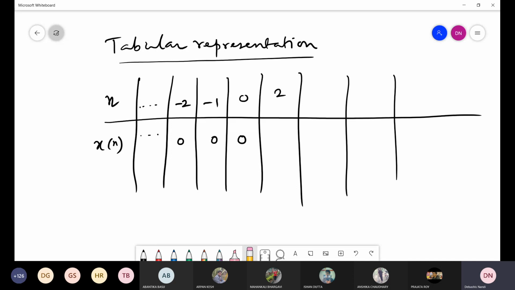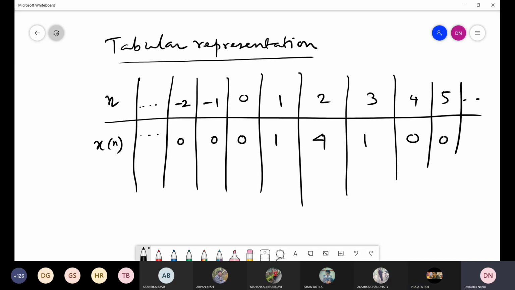For n is equal to 1, xn is 1. For n is equal to 2, xn is equal to 4. For n is equal to 3, xn is equal to 1. Then for n is equal to 4, xn is equal to 0, and for n is equal to 5, xn is equal to 0, and it will continue like this. This is a tabular representation.